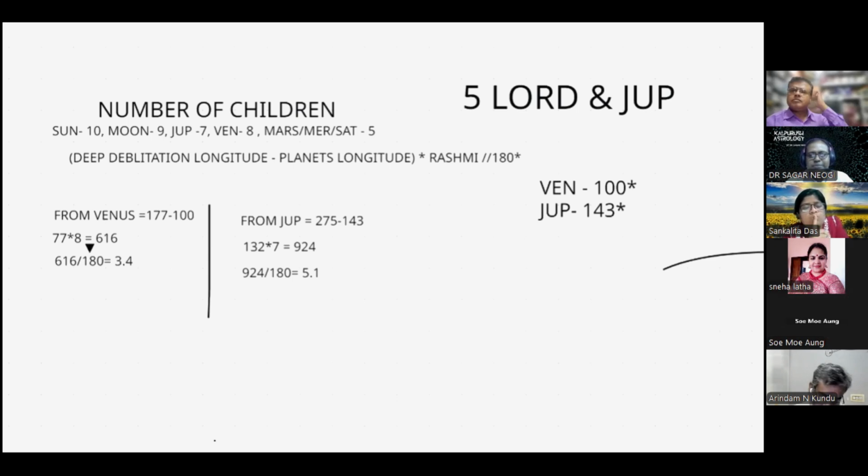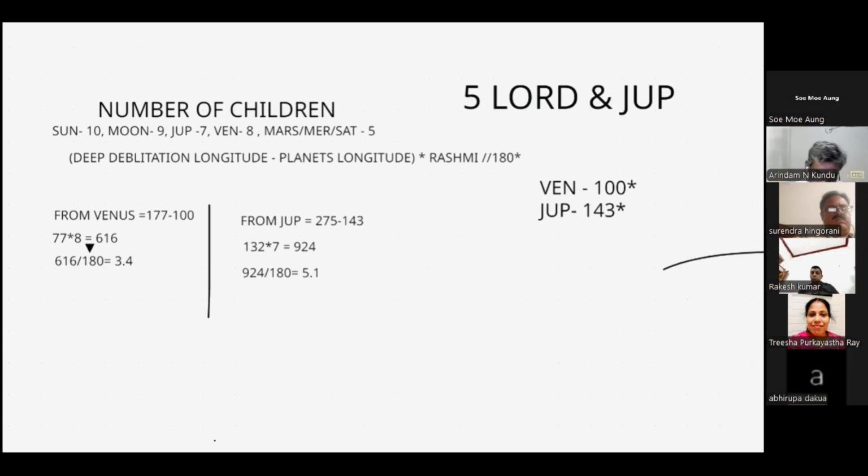Suppose Venus is placed in the sign of the Moon. So Venus is placed in the enemy's house. Venus is in an enemy sign. What is Venus giving in the enemy sign? 3.4. Venus is giving 3.4. But here we have to take the 8, the Rashmi given by Venus, and take 8 into 5 by 16.